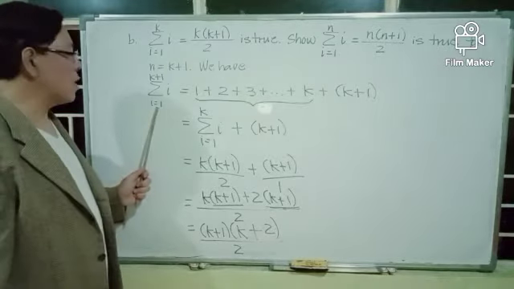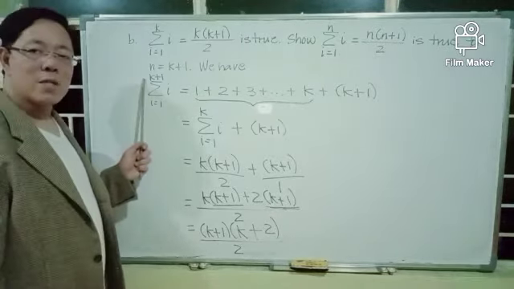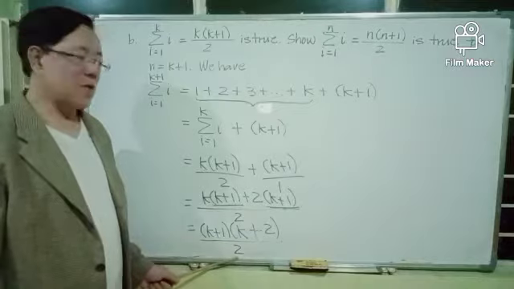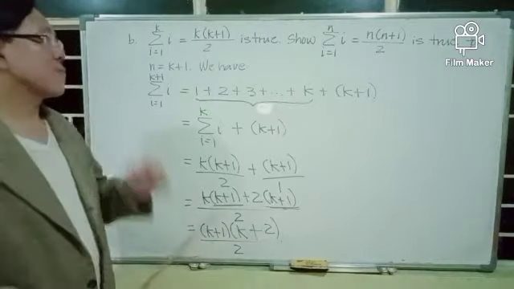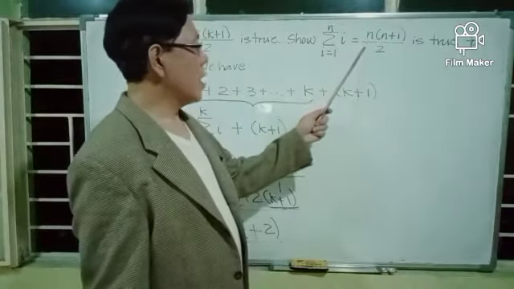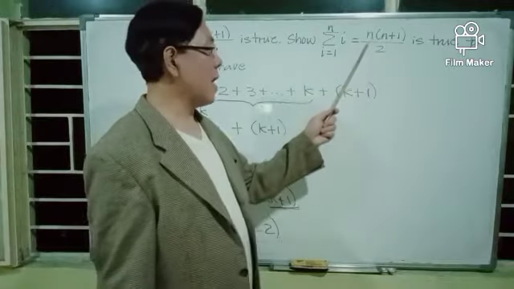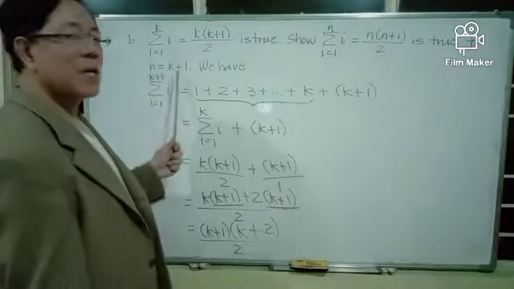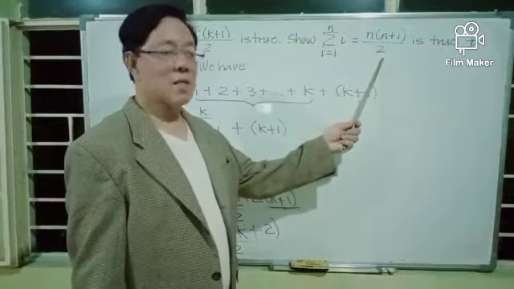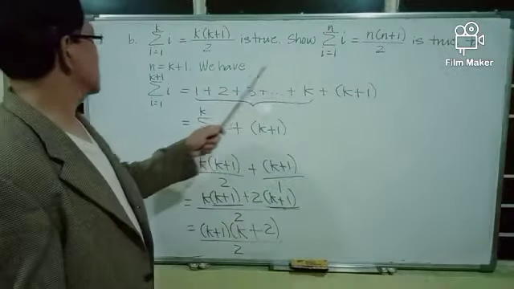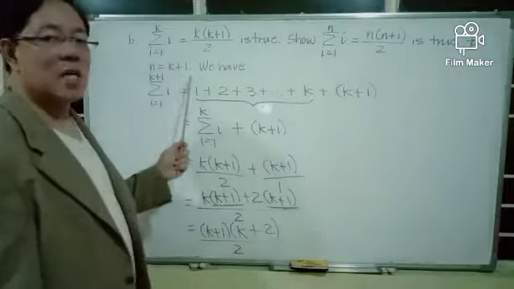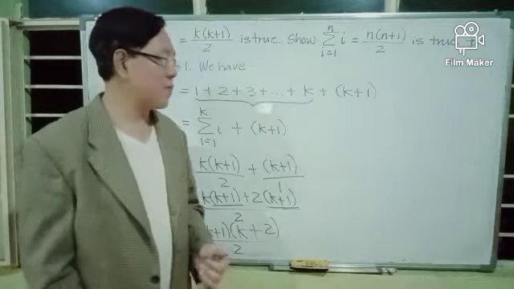Hence, the summation of i, where i is 1 to k plus 1, is equal to k plus 1 times quantity k plus 2 all over 2. And we have to show that this is equal to n times n plus 1 divided by 2 if n is replaced with k plus 1. If the value of this left-hand side is equal to the value of the right-hand side, then we conclude that this equation is true for n equals k plus 1, and we are done with the proof.